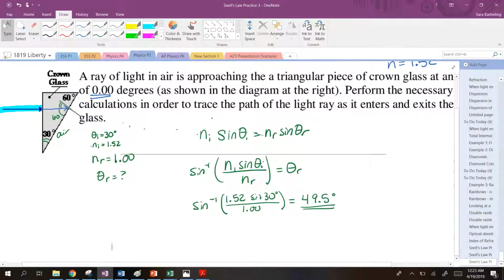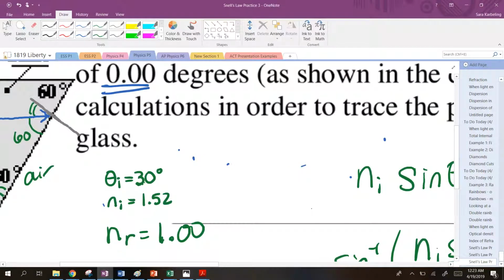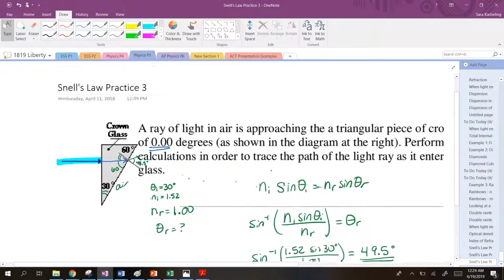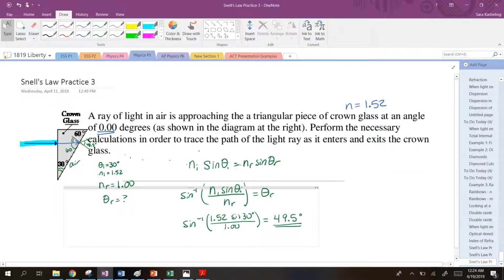So that light, if we're going to draw our picture, because it asked us to, and we like to follow nice directions, it's going to go something like this, where this right here is 49.5 degrees. All right.